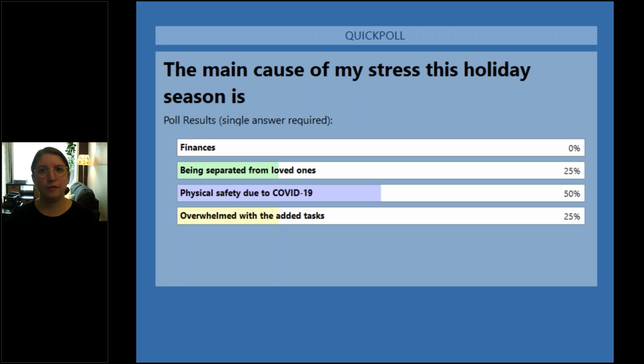Then we have the other half, kind of split between separation from loved ones and figuring out how to handle the added tasks. It looks like finances is less of a stressor. So what we'll talk about in the rest of these slides will definitely focus on what people voted for here. Hopefully we'll have time to go over some strategies around that and then some Q&A at the end.